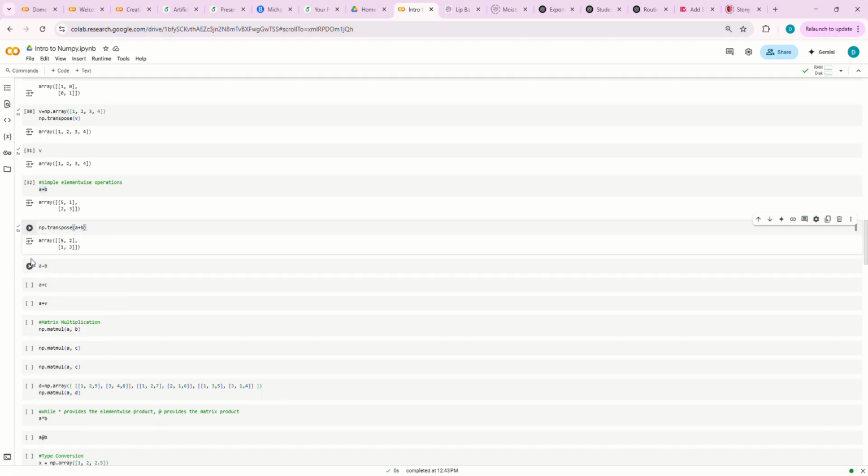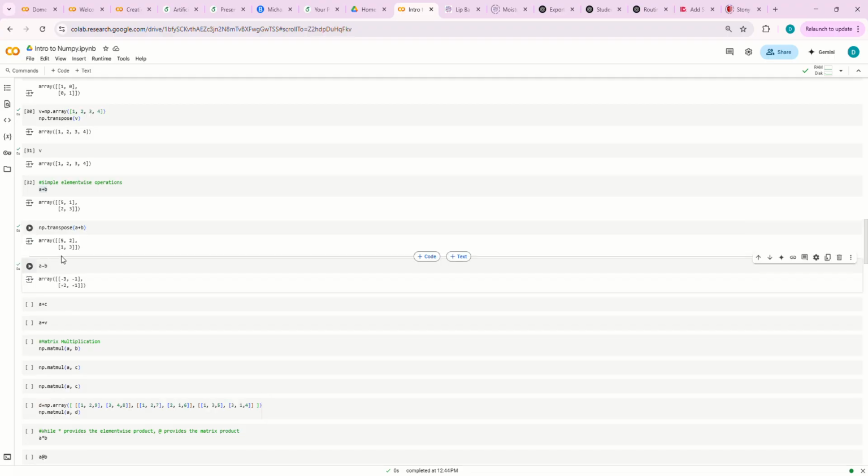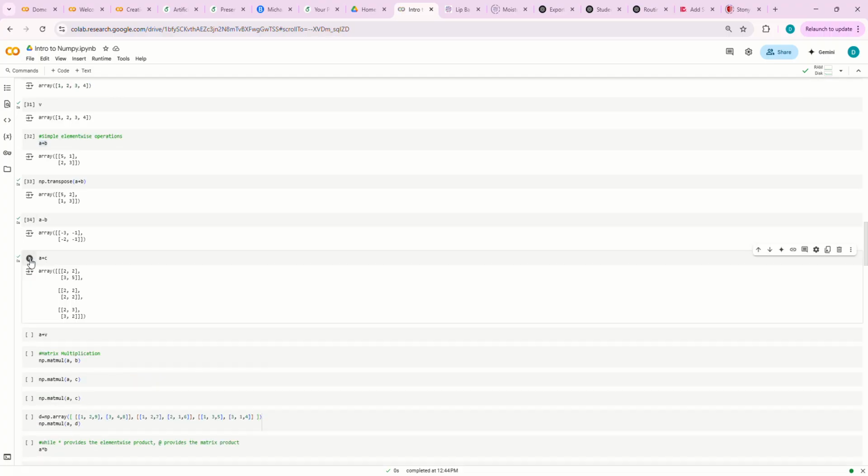So A minus B, so now we're subtracting two matrices from each other, so each element of the matrix is subtracted from each element of the other matrix. We can do this with any matrix. Recall that these do not have to be the same size, but they have to have one same size.